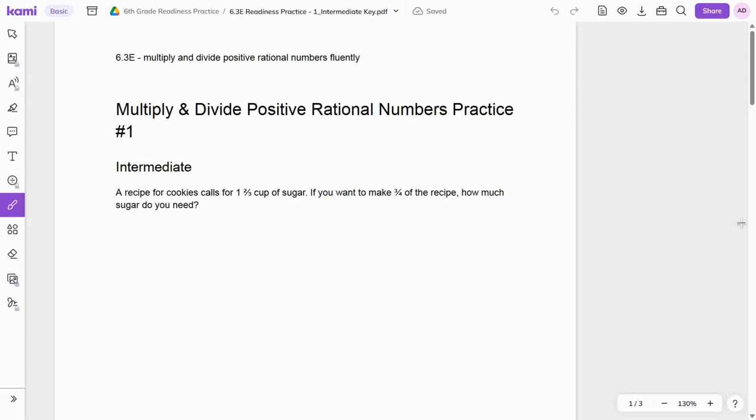So we have a recipe for cookies that needs 1 2/3 cup of sugar. We only want to make 3/4 of the recipe. Well, let's first set up what we have here. We've got 3/4, and then we've got 1 2/3.